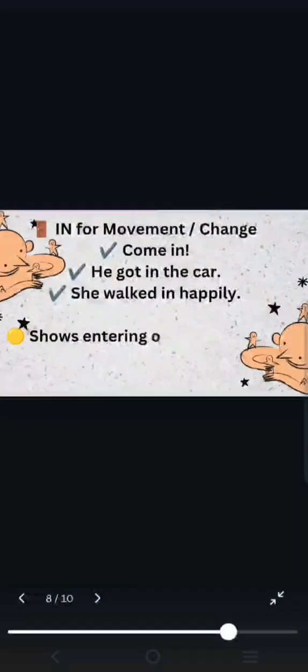"In" also shows when something or someone enters a place or becomes part of it. For example, come in, he got in the car, she walked in happily. Here, "in" is showing movement into something.